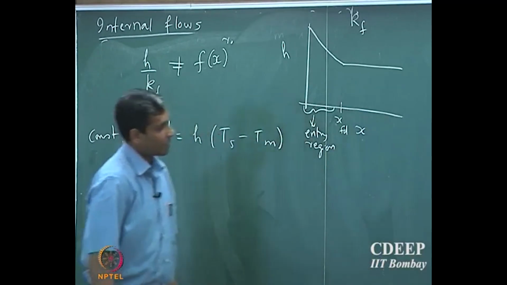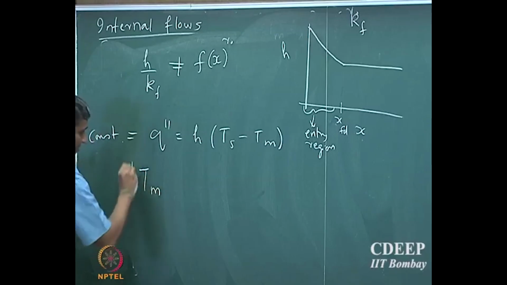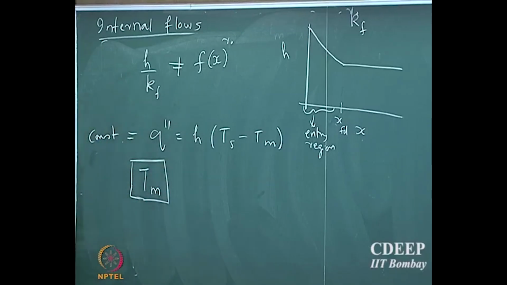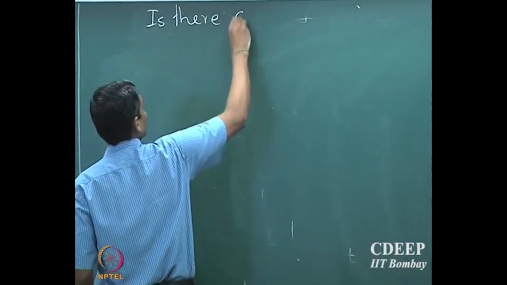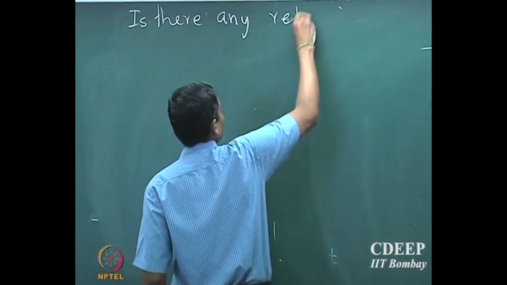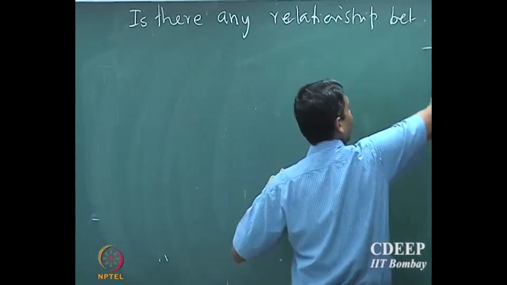So the exercise is now to really find out what is the mean temperature. Okay, so if I know the mean temperature, there are lots of things that I can actually estimate. Okay, so before we go and find out what is this mean temperature, let's see if we can find the relationship between the mean temperature and the actual local temperature. Is there any relationship between T and Tm?